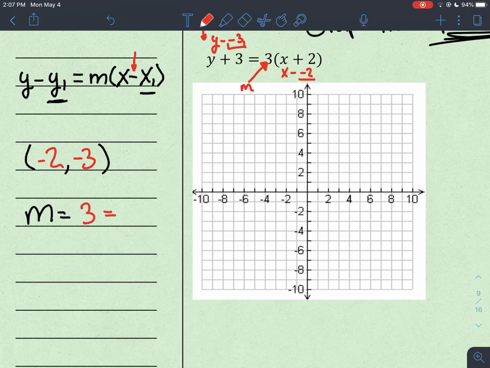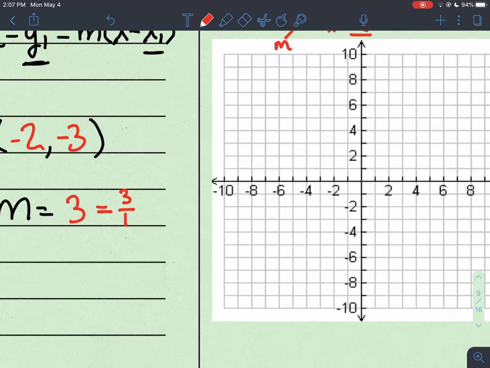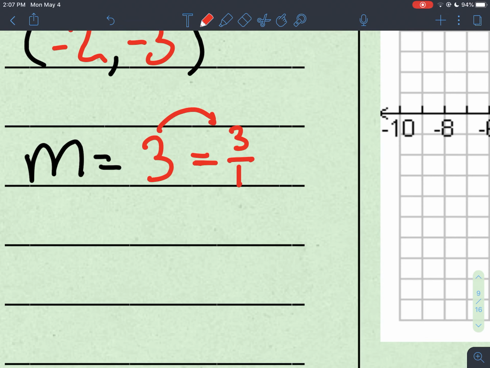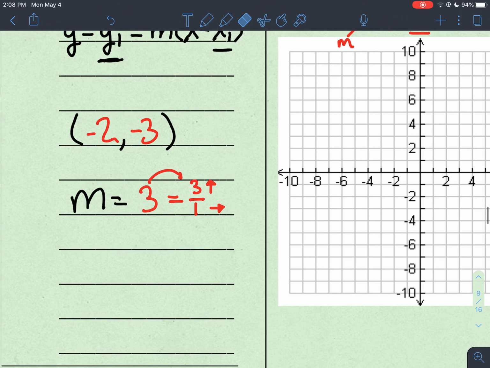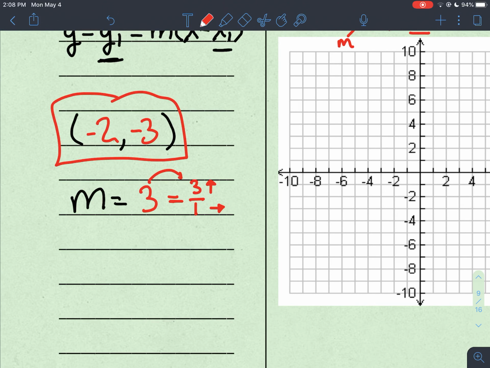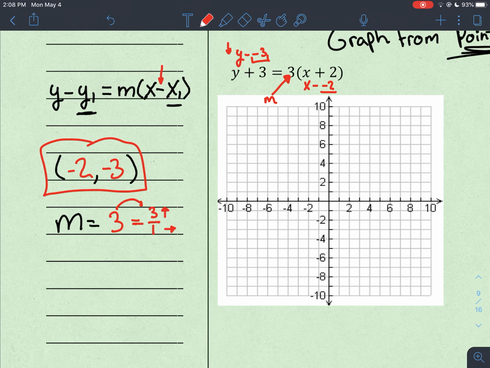Now, anytime we use slope, it's going to be easiest to think of it as a fraction. So 3 is really 3 over 1. And we do that because of the rise over run. So this is going to tell us we're going to go up 3 and right 1. Up 3 because this is positive, and right 1 because that's positive. So we're going to go to our starting point, which is going to come from here. And then we're going to use this up 3, right 1 to navigate.